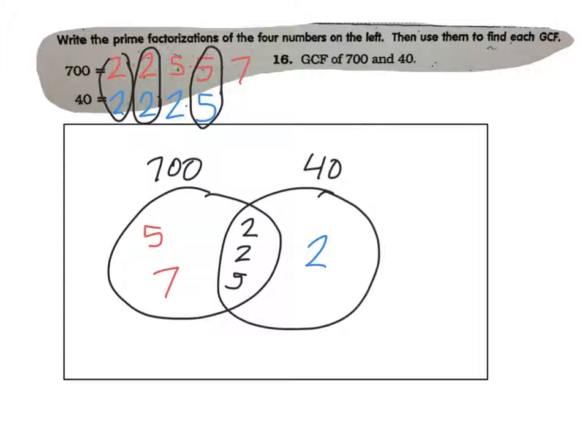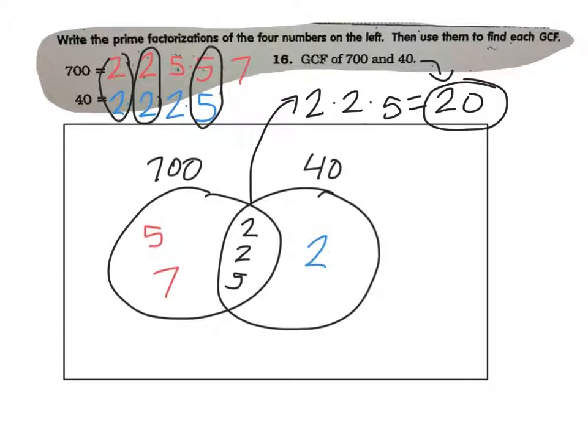Now, for greatest common factor, it's really just these numbers in the middle, the ones that they have in common, that we care about. And that's going to mean that we go 2 times 2 times 5. 2 times 2 is 4, times 5 gives me 20. So the greatest common factor of 700 and 40 is 20.